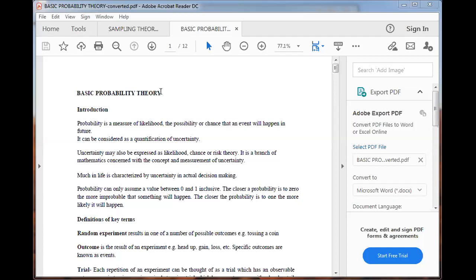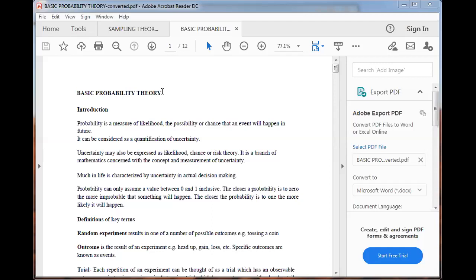And when it is 0.5, then we mean that it is 50-50. It might or it may not happen. So having said that, allow me to take you through the common terms that are used in probability, and what they mean.